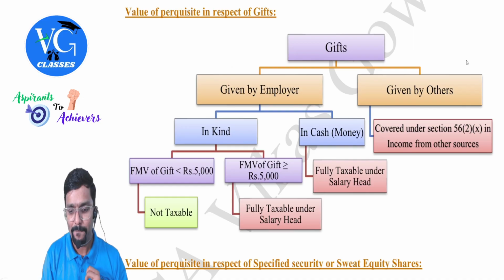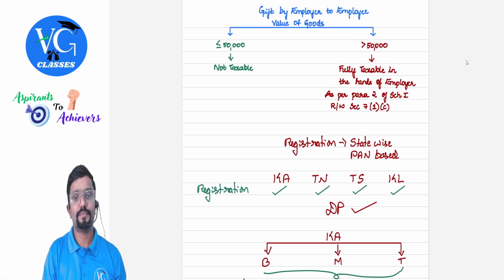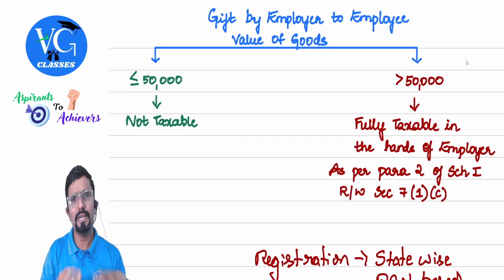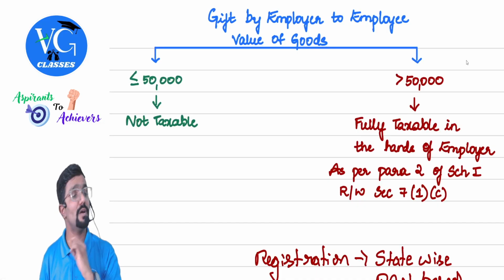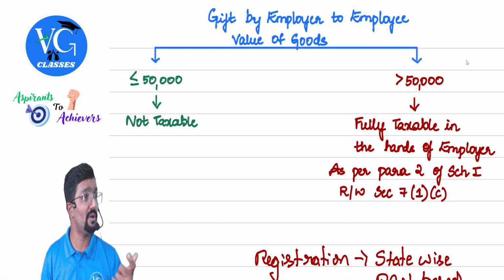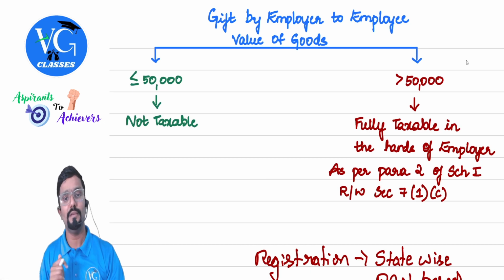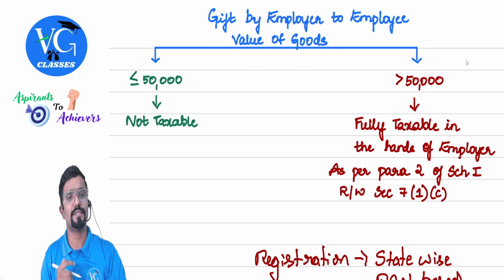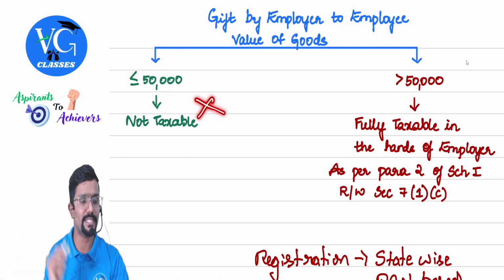Now coming to GST. Sir, in GST, what are they telling? Little different, but this is how it is there. So you have to know, guys, because there is a chance that you might get confused. Sir, what is it? If a gift is given by an employer to an employee, and if the value of the goods, that is the gift, is less than or equal to 50,000, exactly 50,000 is also not a problem, it is not taxable.